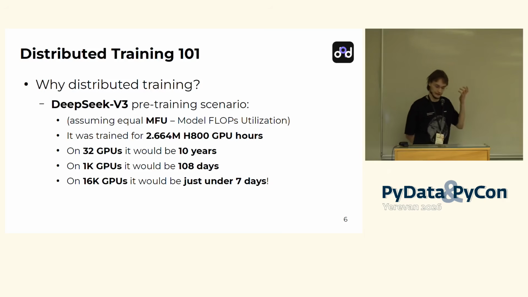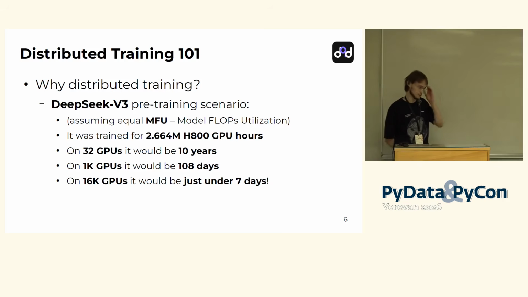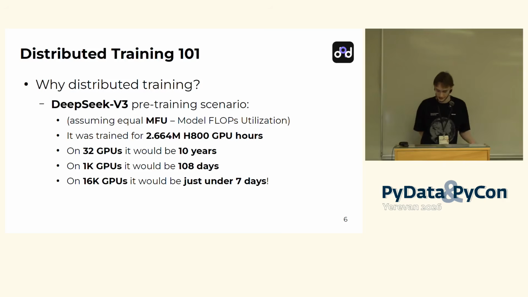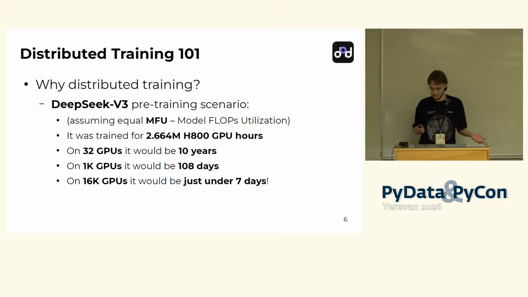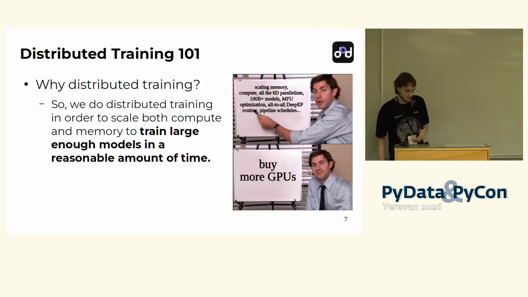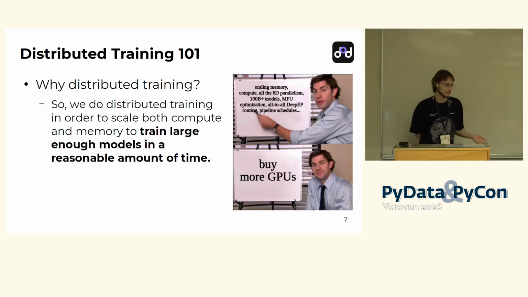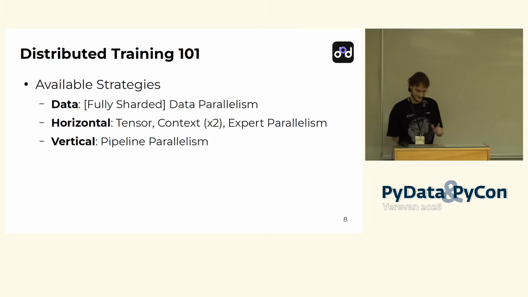So we should scale hardware to 1,000 GPUs. It would be just a bit more than 100 days to pre-train DeepSeek. And on a large cluster of 16,000 GPUs, the pre-training run would take just under 7 days. So that's another reason why we would scale GPUs and why we need distributed training. In other words, we do distributed training in order to scale both compute and memory to train large enough models in a reasonable amount of time. That's important.